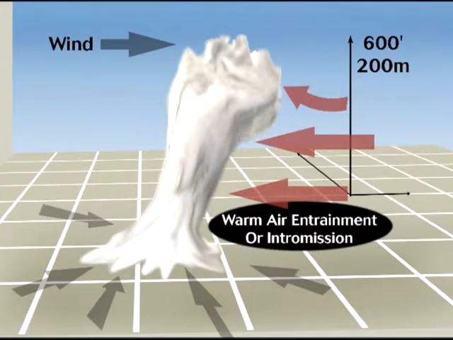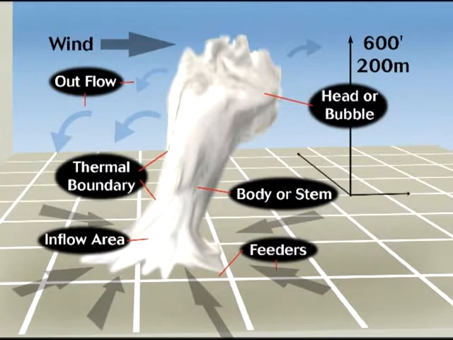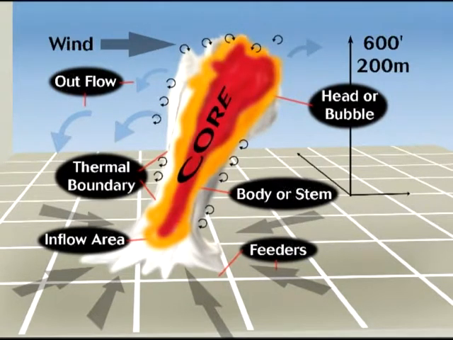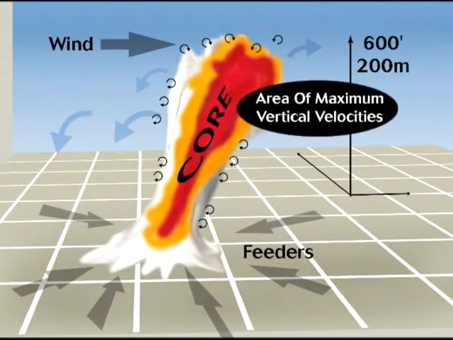The base of the thermal is where most of the inflow of surface air occurs. Air can be pulled into the rising column at any point along the thermal by a process called entrainment or intromission. The main column is called the body or stem, and the area of maximum vertical velocity is called the core. The maximum vertical velocities in a thermal tend to be in the upper part of the core, though the core is not necessarily in the middle of the thermal.